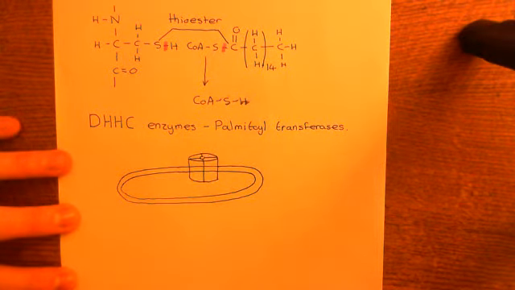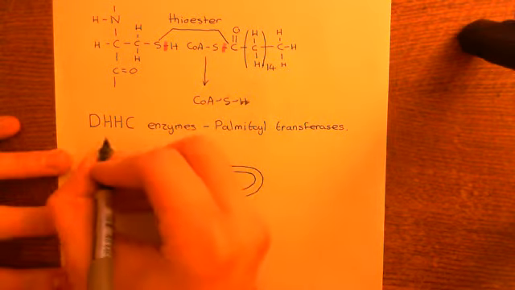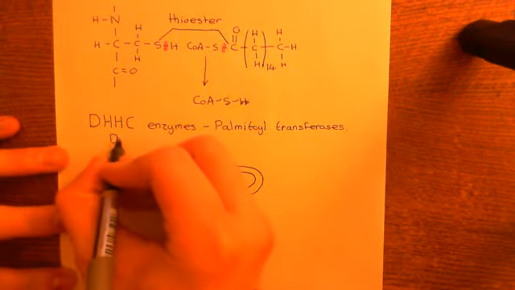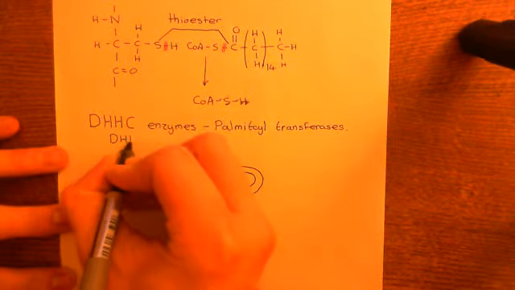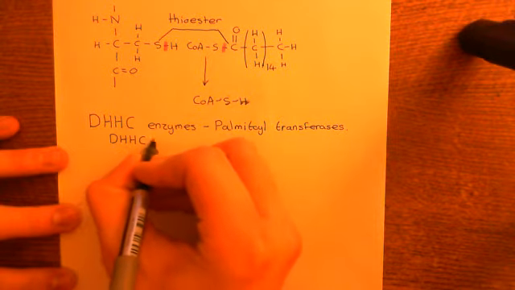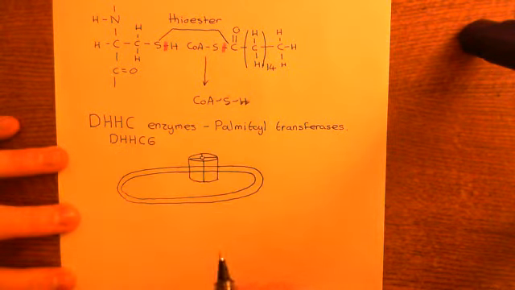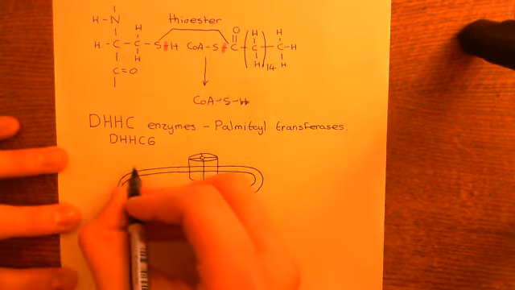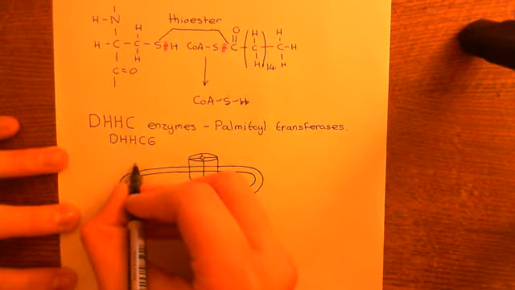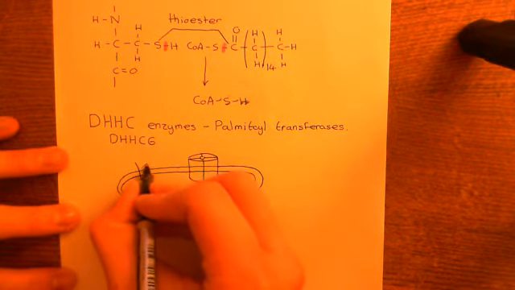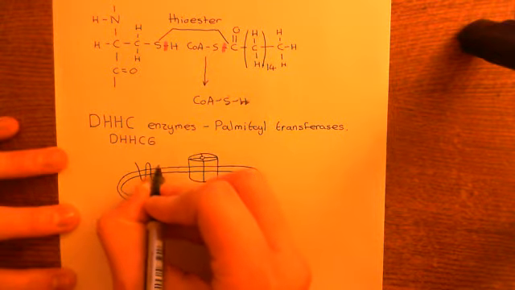Okay, right. So to start with, one of the key players is a DHHC enzyme, basically. And specifically the DHHC enzyme that is involved in this is DHHC6. Now let me show you the structure of DHHC6. So it's going to be in here. Okay, and I'll put it like so.